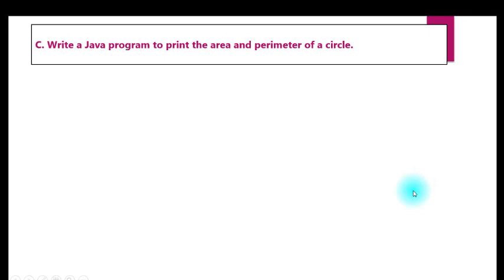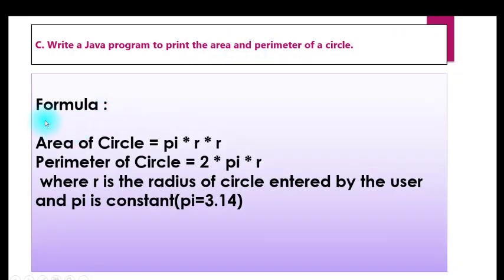In the previous session, we already completed practical number 1A and 1B. In this session, we will see practical number 1C. Write a Java program to print the area and the perimeter of a circle. This program is very simple and very easy. In this program we only need to know the formulas for the area and the perimeter of the circle.